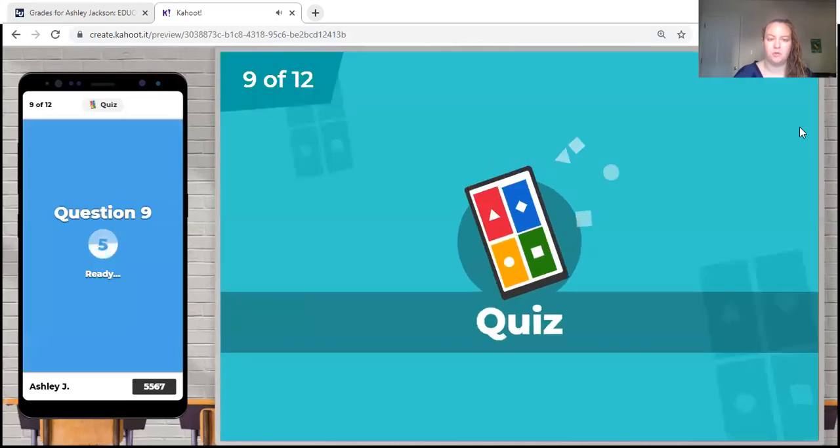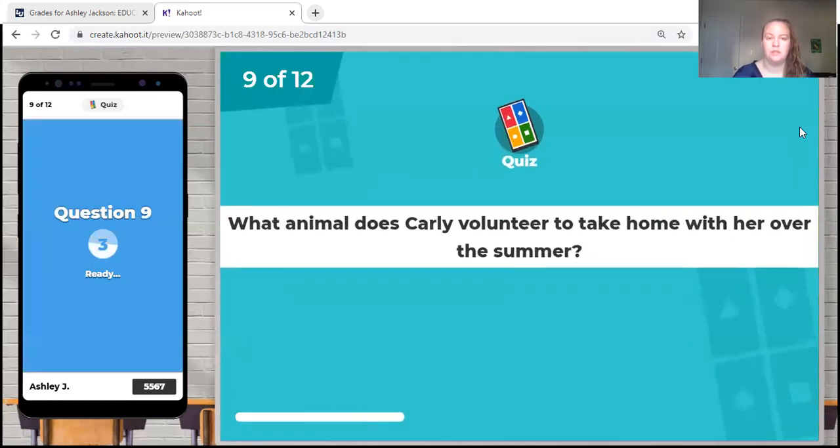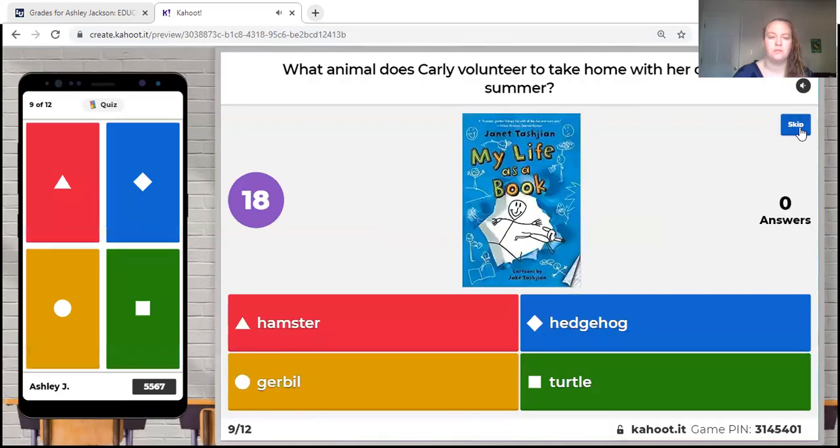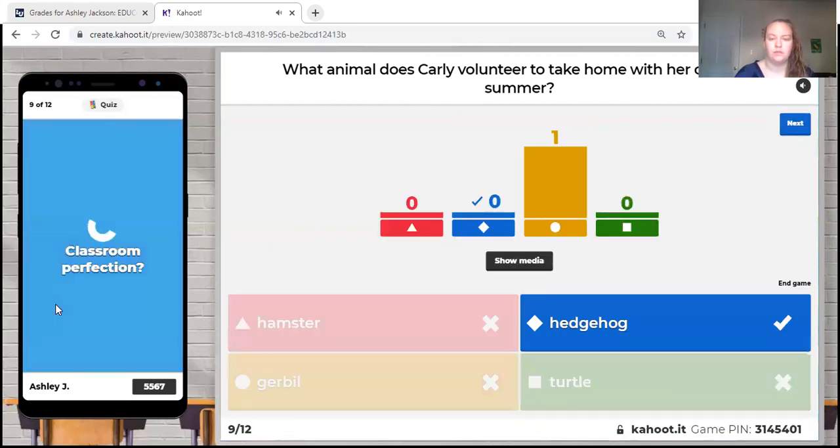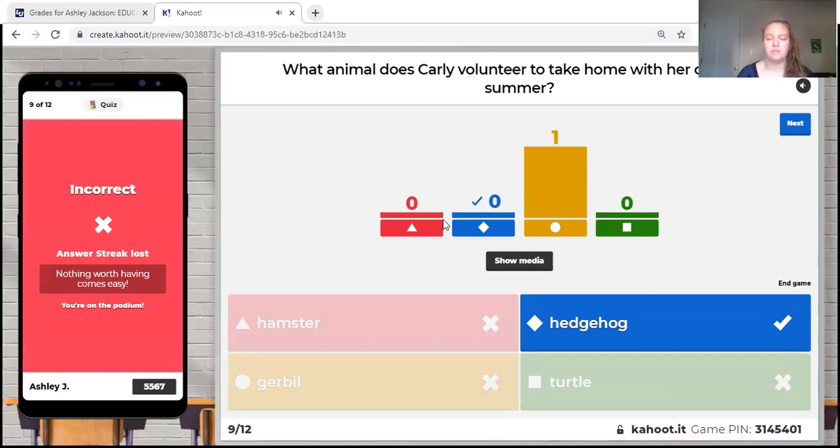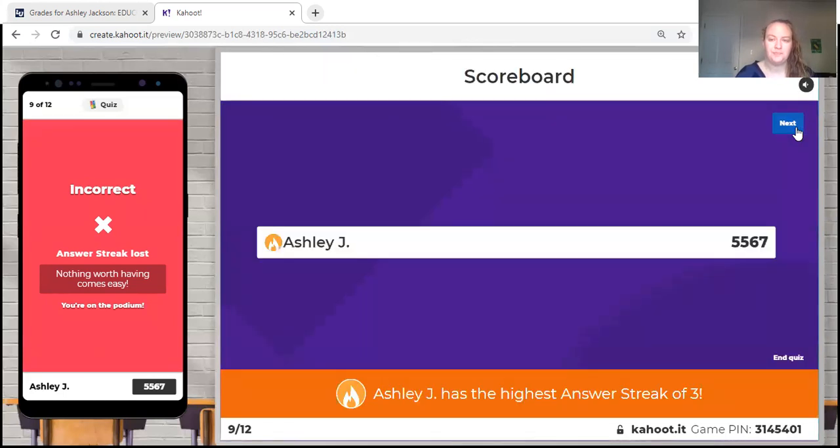And the student receives some more points, and here comes the next question. What animal does Carly volunteer to take home with her over the summer? A hamster, a hedgehog, gerbil, or a turtle? All right, so this one was a little tricky. This was a very small detail in the book. If you weren't paying attention, a lot of classrooms have gerbils and hamsters, okay, but they do have a hedgehog that Carly's taken home over the summer.